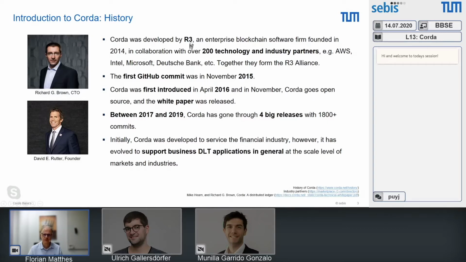Yeah, so this went from a very close development to an open development. Essentially, then until 2019, there have been big releases, major releases with a large number of commits. So they're rather actively developing and expanding the system. The focus of Corda was initially, if you look at these people here, on IT players in the banking industry, but it has now been adopted and broadened to other application domains.